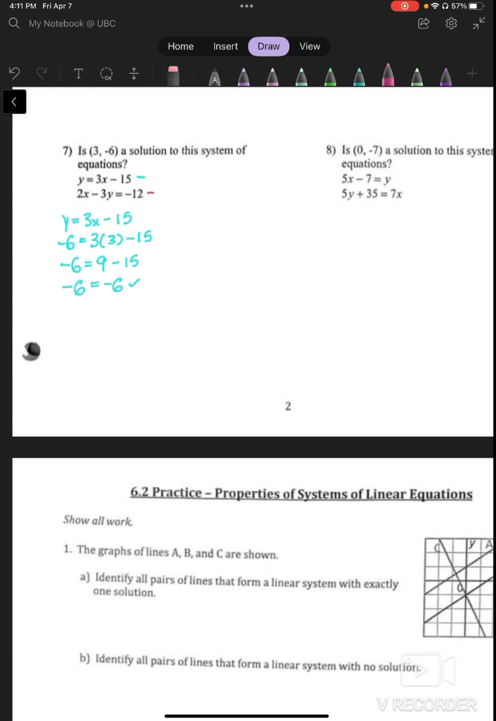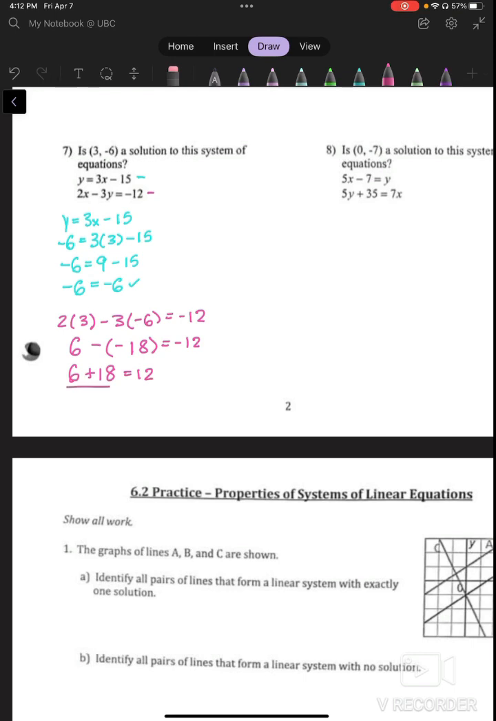So for the second equation, I'll do the exact same thing, which will give you 2 times 3 for x minus 3 times -6 for y equals -12. And then 6 minus -18 equals -12, which is the same as saying 6 plus 18 equals -12.